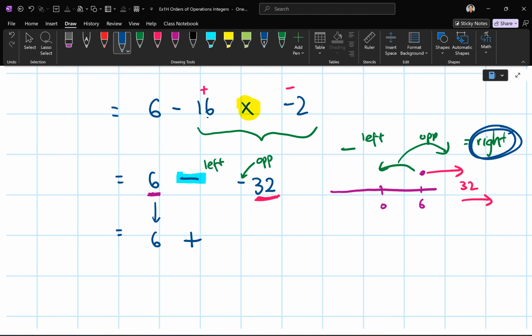That is plus, because I'm going to the right. So this is saying start at 6. So here we go, I'm starting at 6. And we knew that we're going to the right, but if you're going to the right, that's plus. So that's why I wrote plus.